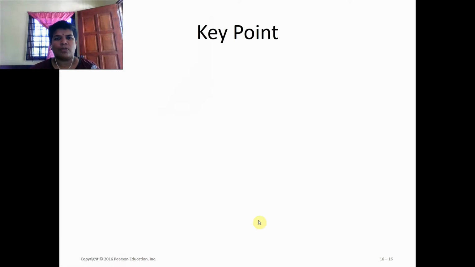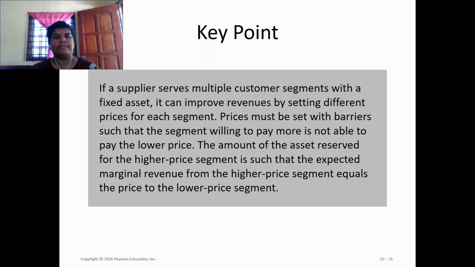Key point: if a supplier serves multiple customer segments with a fixed asset, it can improve revenues by setting different prices for each segment. Prices must be set with barriers such that the segment willing to pay more is not able to pay the lower price. The amount of the asset reserved for the higher price segment is such that the expected marginal revenue from the higher price segment equals the price of the lower price segment.